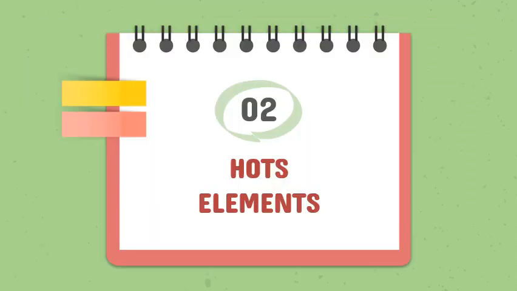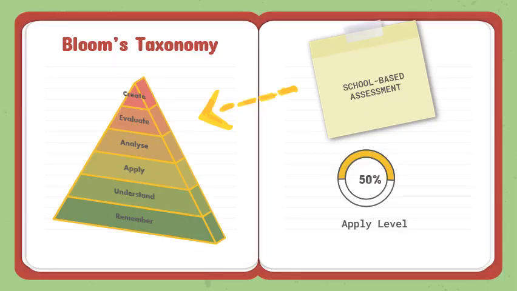Now let's review the second aspect, which is the implementation of HOTS element in the scheme of work. If we take a look at the Bloom taxonomy, each level must be mastered before moving to the next higher levels. And of course, each level becomes more challenging as the student move up. So in Malaysian context, starting from applying, those are the higher order thinking skills. Applying, analyze, evaluate, and create, while remember and understand are lower order thinking skills.